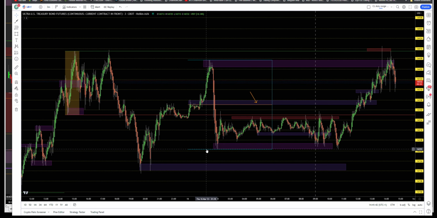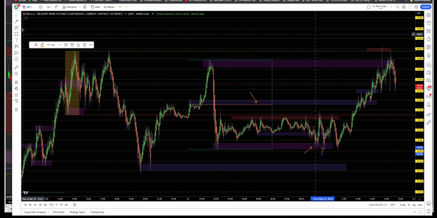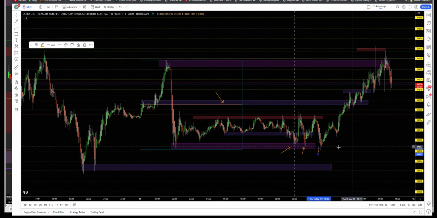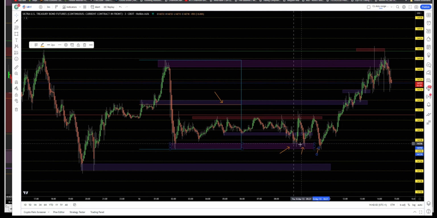This is Asia range low. We see Asia range low is holding 1 time, 2 times, 3 times. Most of the time, if it's gonna break 1, 2, 3, the 3rd time it will break. But this time, 3 times it held.